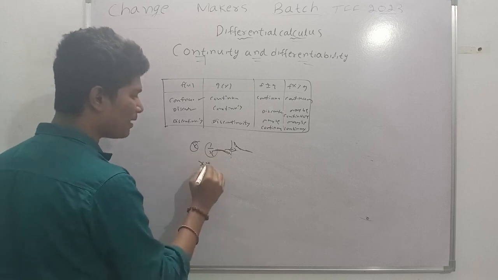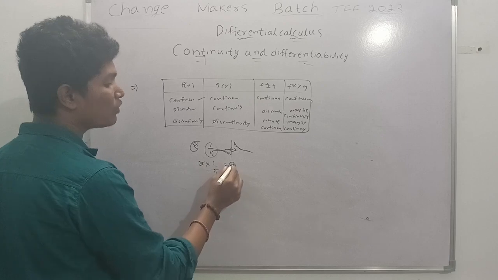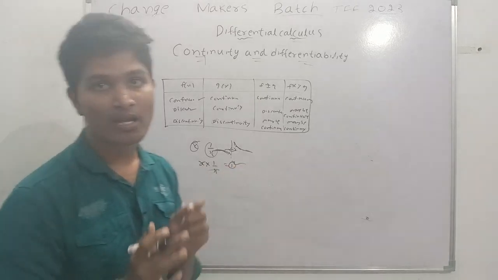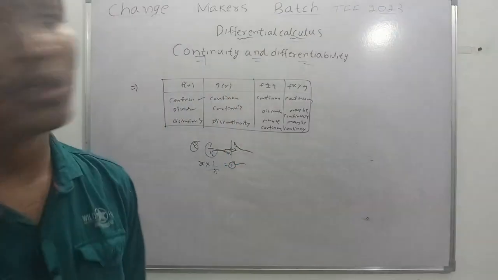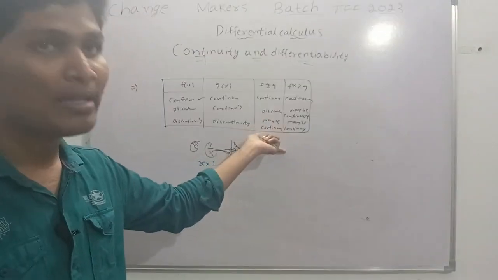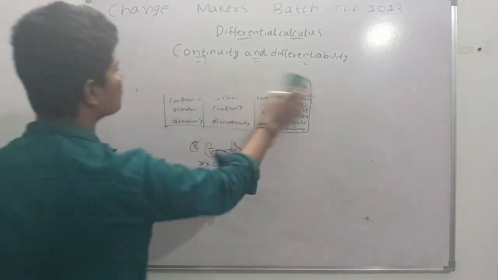But when we multiply x into 1 by x, the answer is 1. What is 1? 1 is a constant value, that is a point function. All point functions are continuous, so there might be a possibility to behave like a continuous function. So it is an important thing.